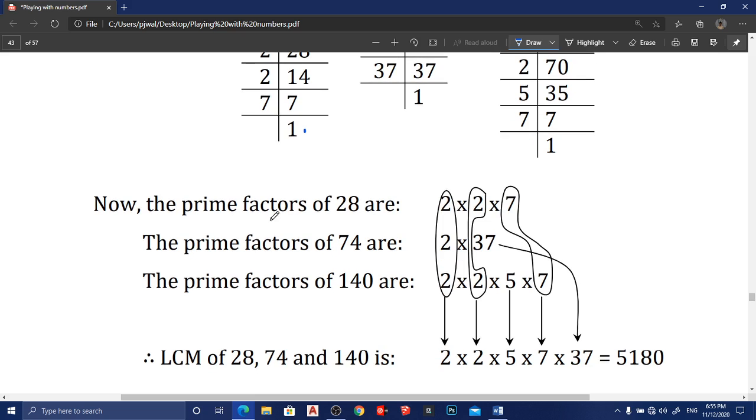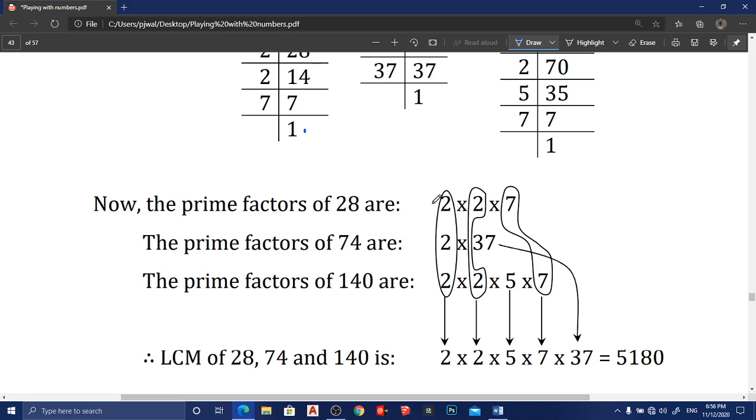So the prime factors of 28 are 2 into 2 into 7, here 2 into 37, here 2 into 2 into 5 into 7. Now take all the common factors and round them up. Here 2 is occurring 3 times, round up. Here 2 is occurring here and here, round up. Next, 7 is occurring here and here, 2 times maximum. And 37 is occurring only one time, and 5 is also one time. That's why you have to take them as it is.